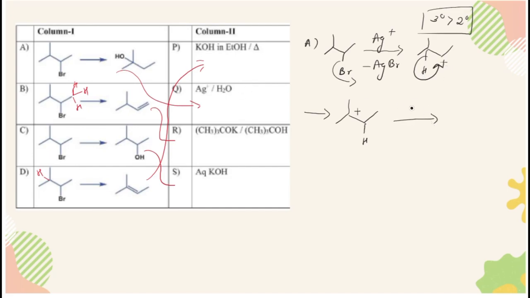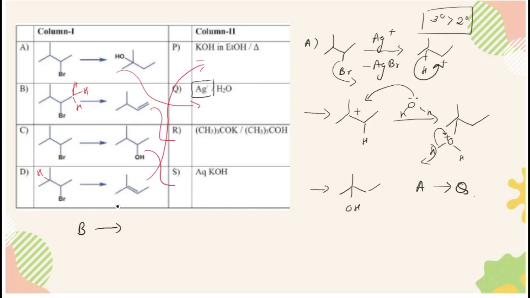So finally what happens? The water, which acts as a nucleophile here due to the presence of lone pair of electron on oxygen, it will attack the carbocation and it's going to form a complex like this, right? It's not stable. The hydrogen will leave as proton and it's going to form a product. So what you understand from here, whenever we use Ag plus ion, formation of carbocation takes place. Hence there is a rearrangement. Therefore it's going to form a tertiary alcohol rather than a secondary alcohol. Therefore A matches with Q.